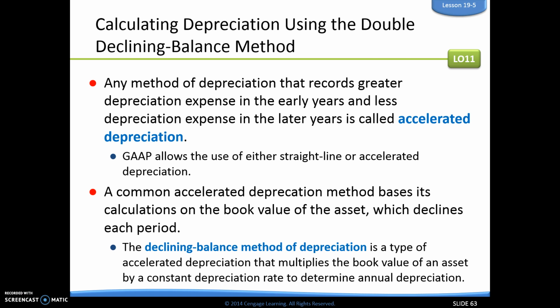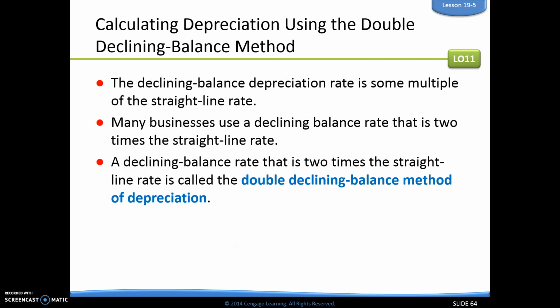And I know that's kind of a lot of gobbledygook talking about that right now. It'll make more sense when we see it in action here on the next few slides. The declining balance depreciation rate is actually some multiple of our straight line rate. So we still have to do the straight line rate, and then we take it and do the declining balance, which speeds things up, okay? And most businesses find that they use a declining balance rate that is 2 times the straight line rate. So that's where we get this double declining balance method. It's just depreciating 2 times the rate of the straight line method.